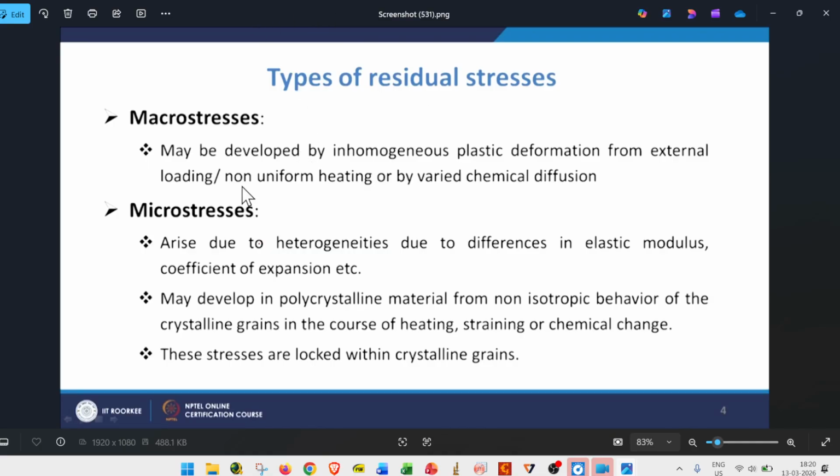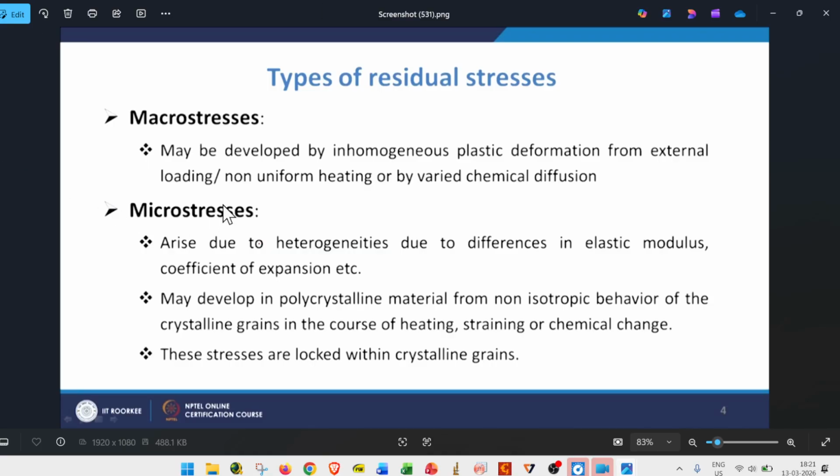As it says, it is developed by inhomogeneous plastic deformation from external loading, non-uniform heating, or chemical diffusion. Suppose I hit a welded workpiece with a hammer, the surrounding region will become plastically deformed, and that will generate macro stresses. Or if I heat at a certain location, only that region will expand and cool down. Because of that thermal stress, residual stresses will generate at the macro scale level.